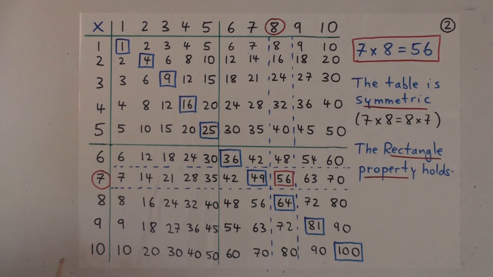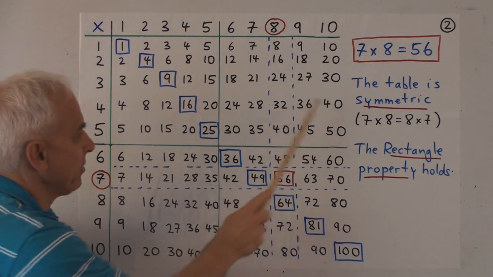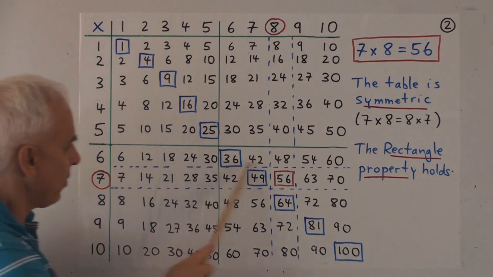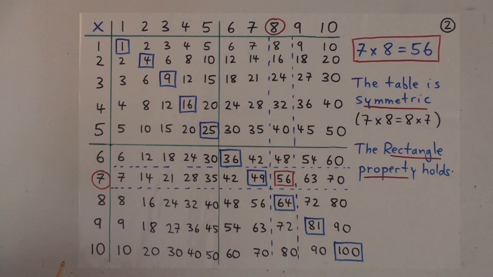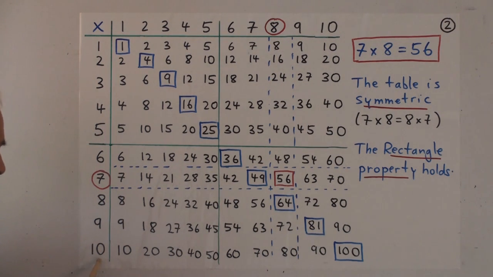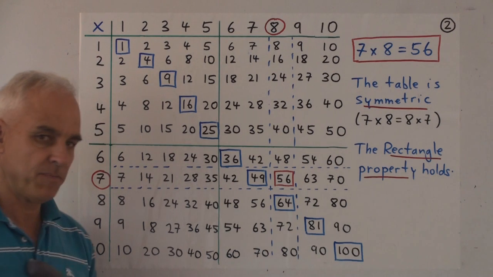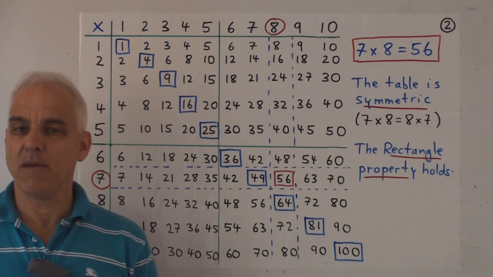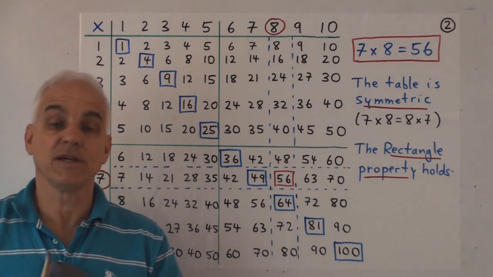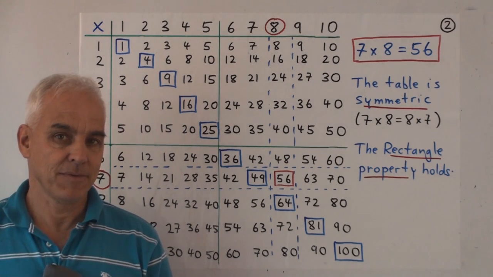Alright, so if we look at the table, we notice something, that if we multiply by 4, we always get an even number. If we multiply by 6, we always get an even number. If we multiply by 8, we always get an even number. When we multiply by 10, we always get an even number. So whenever we multiply by an even number, the result is an even number.